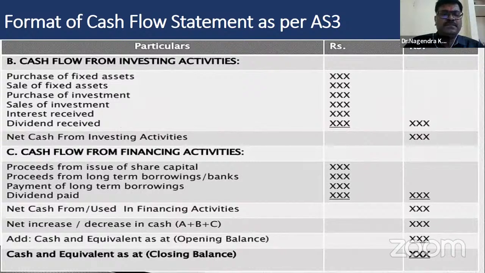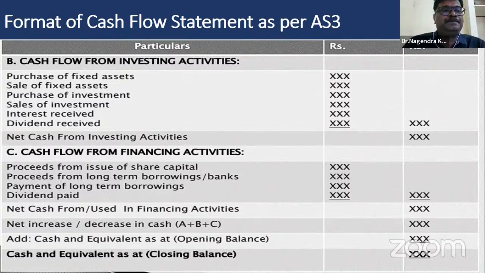The second component is cash flow from investment. Investment means we are making investments in fixed assets, or selling off fixed assets, or purchasing investments, or selling investments. We may be receiving interest or dividends on the investments. All these will be categorized under investing activities. Out of this we may see cash inflow or outflow. If there are more investment activities, then it will be negative, that means a cash outflow.